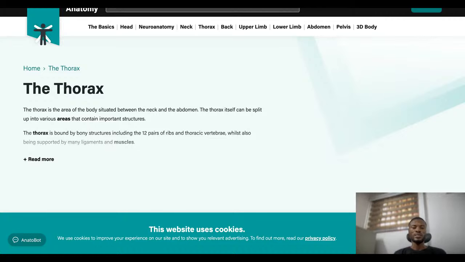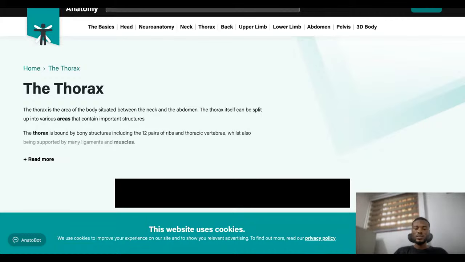So we've established the premise that the thorax is situated between the neck and the abdomen, and the structure that separates the thorax from the abdomen is what we call the diaphragm. We have a pair of diaphragms in the normal human being.